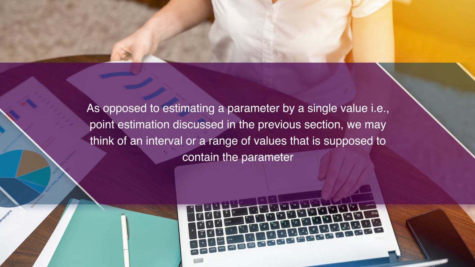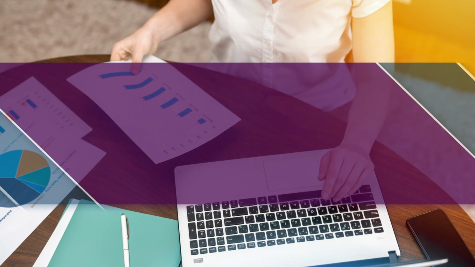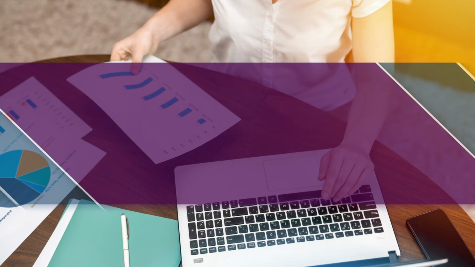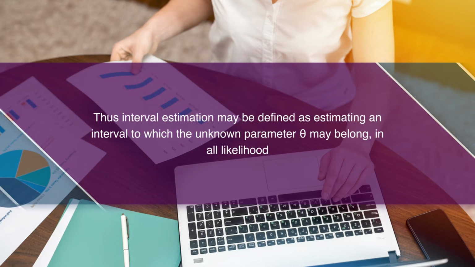We may think of an interval or a range of values that is supposed to contain the parameter. An interval estimate would always be specified by two values, that is the lower value and the upper value, within which the parameter lies. So this is known as interval estimation. Thus, interval estimation may be defined as estimating an interval to which the unknown parameter theta may belong, which is an expression of the term in all likelihood.